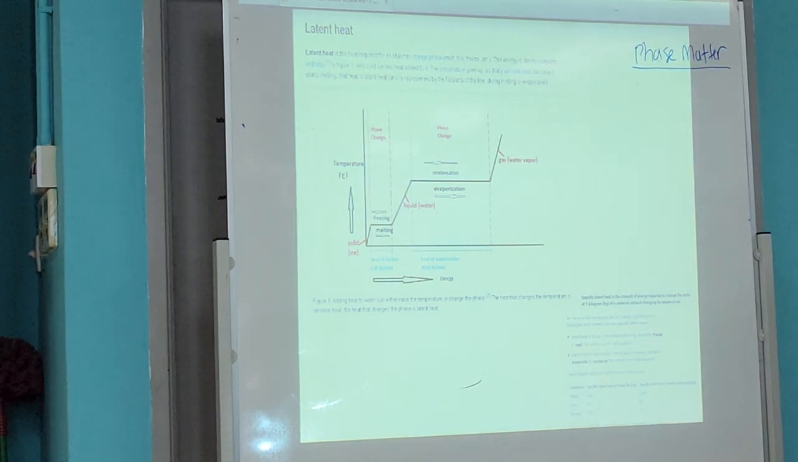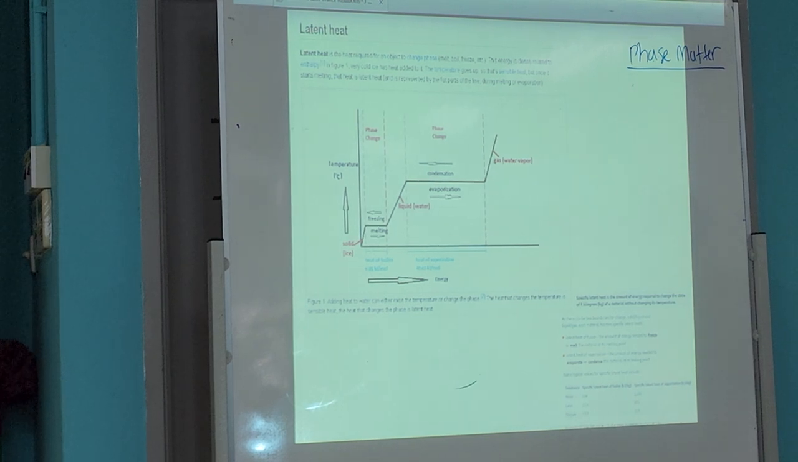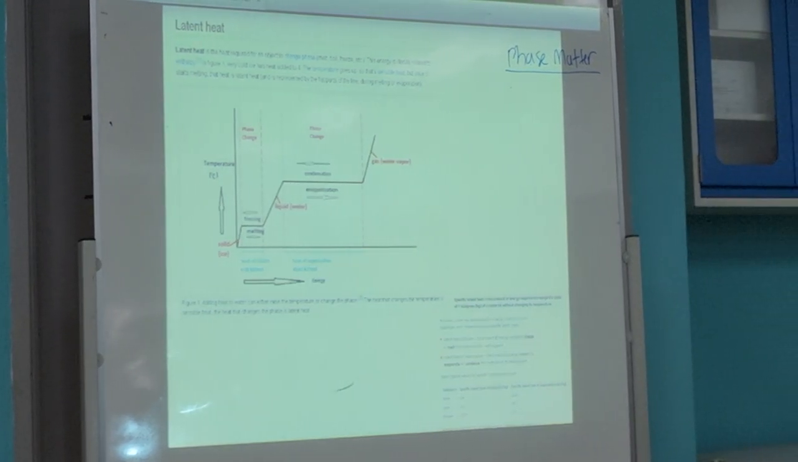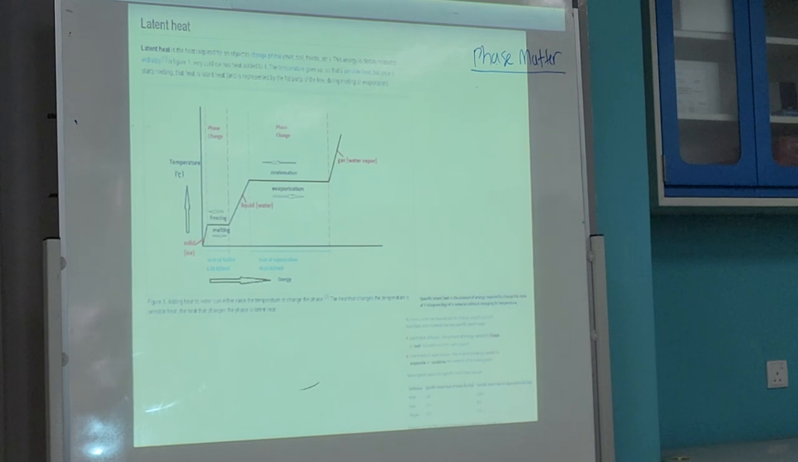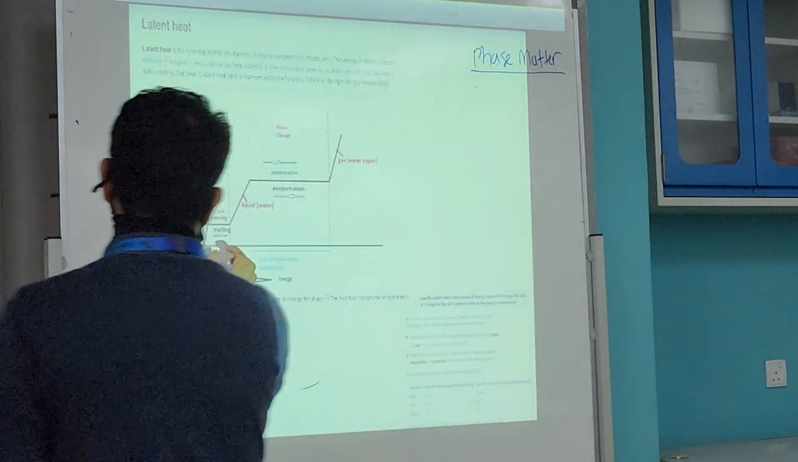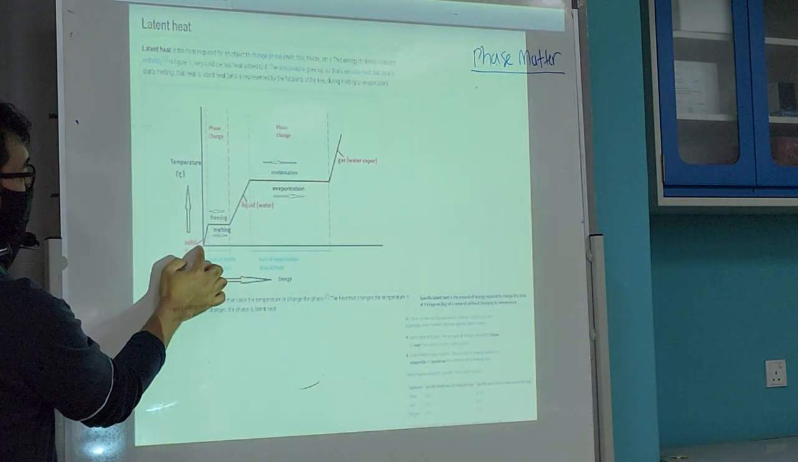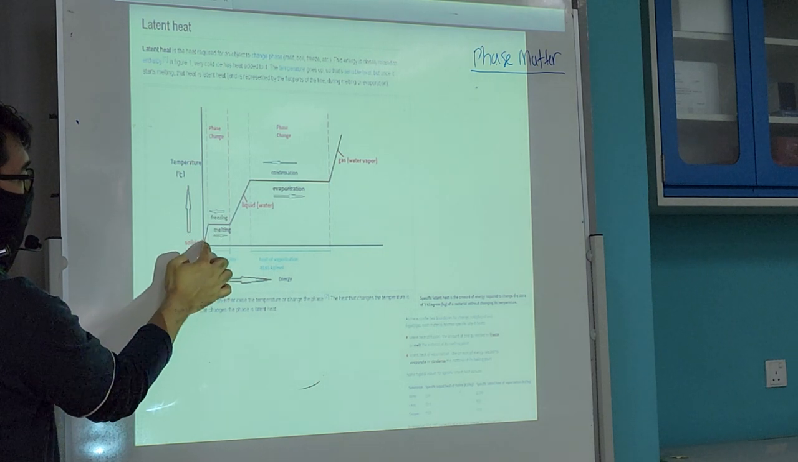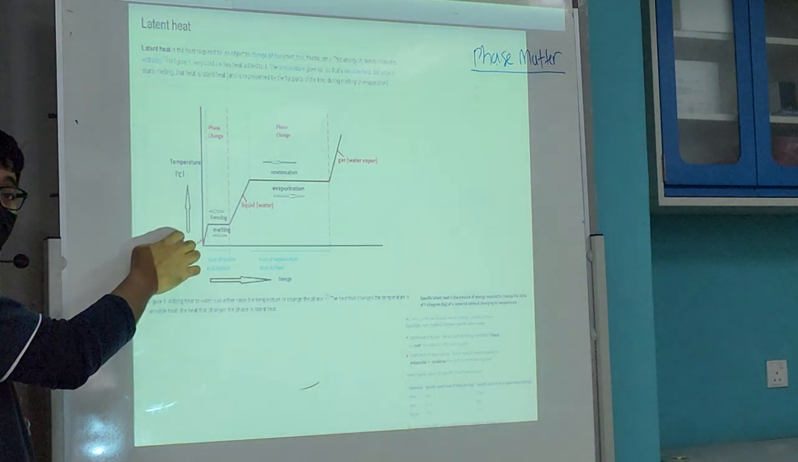Okay. So the latent heat is actually the heat required to change the state of water from one phase to the next. So you know all of these phases in water: solid, liquid, gas, and plasma. To change from one state to another, for example from the solid to the liquid, this energy is called the latent heat, meaning that you have your water here.